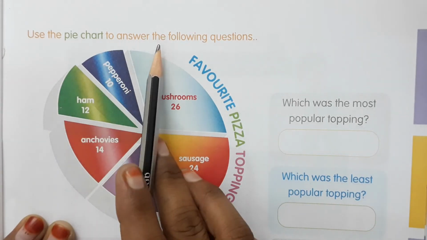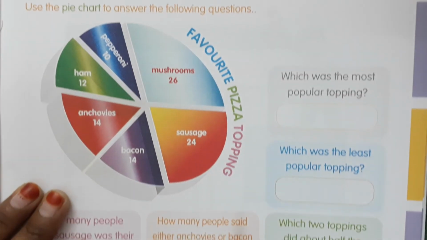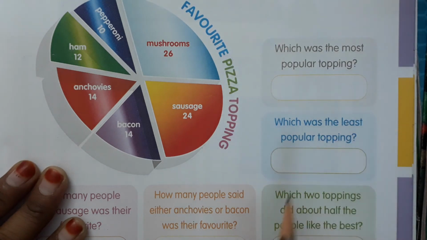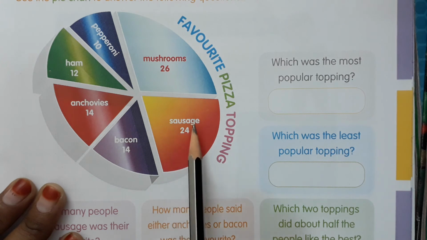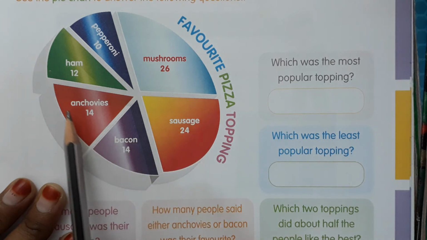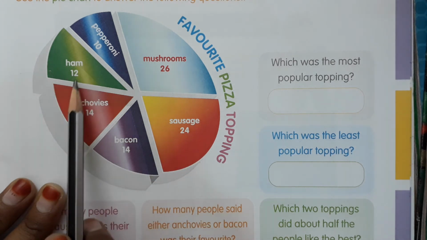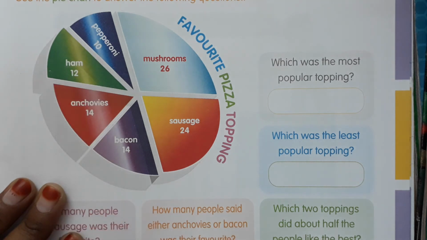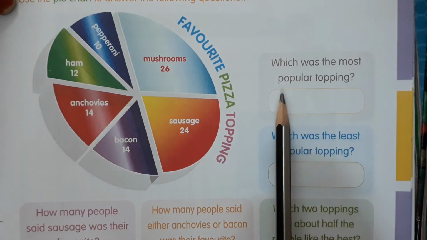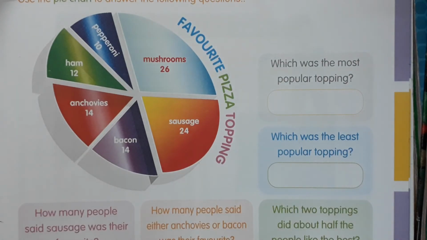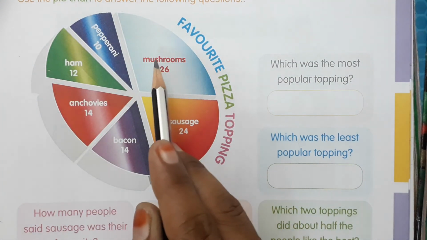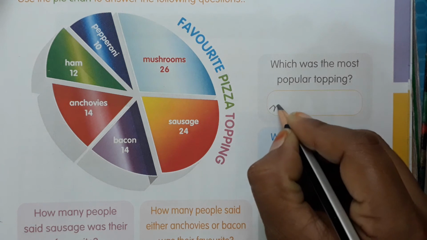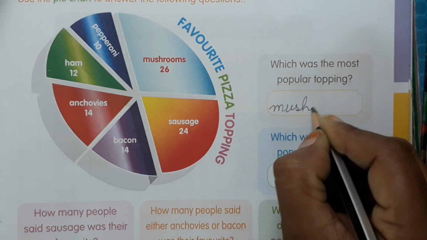Use the pie chart to answer the following questions. Favorite pizza topping. So look here, mushrooms 26, sausage 24, bacon 14, anchovies 14, ham 12, pepperoni 10. So which was the most popular topping? Which number is the highest here? Yes, 26. What is that one? Mushroom. So write mushrooms.